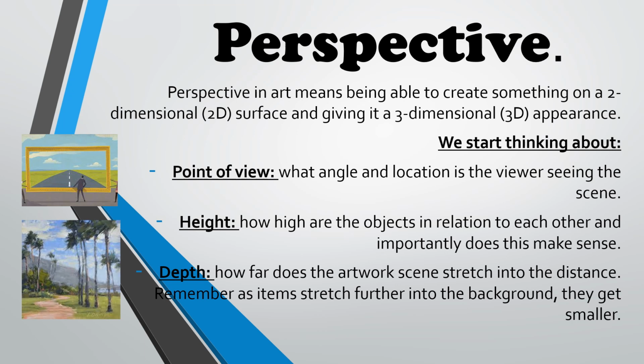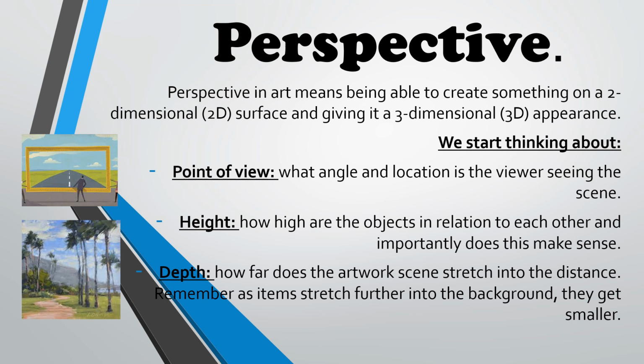Today in our visual art lessons we are going to have a talk about perspective, which we have talked about before in class, but we're going to be revisiting it this week in a different way. So perspective in art means being able to create something on a two-dimensional or 2D surface, meaning it's a flat bit of paper, and giving it a three-dimensional or 3D appearance, so making it look like it has height, width, and depth.